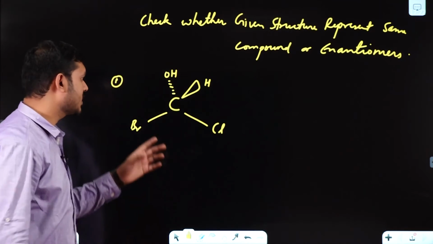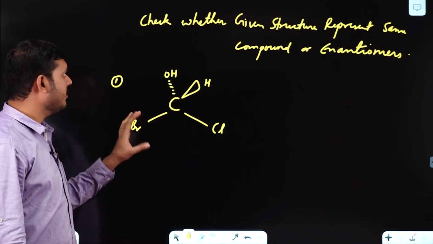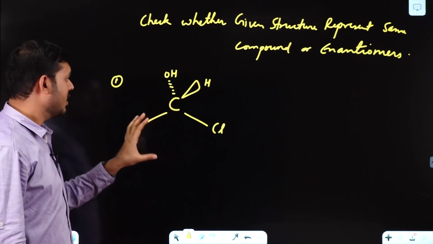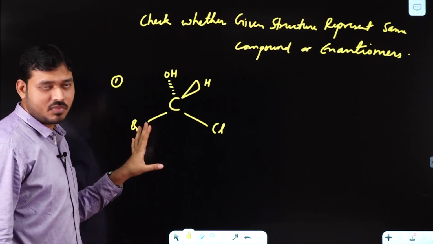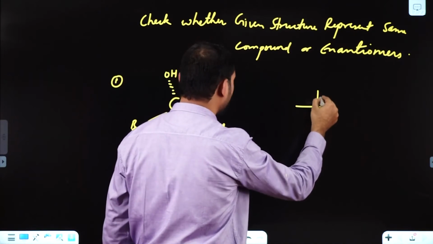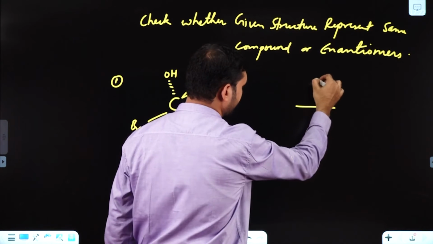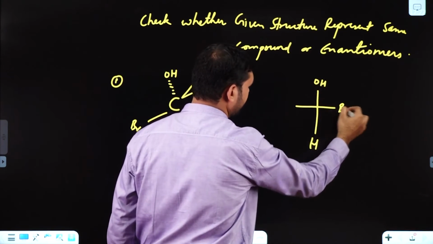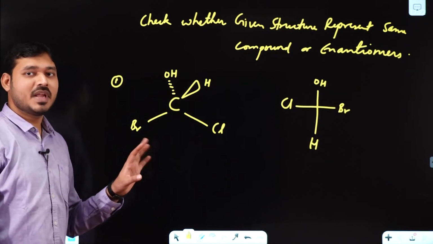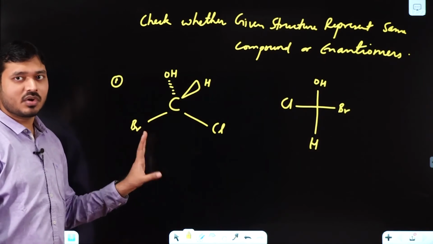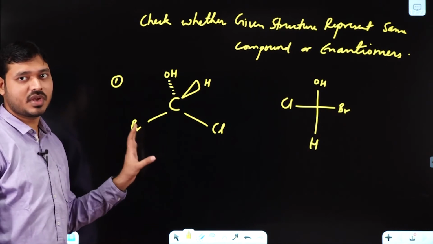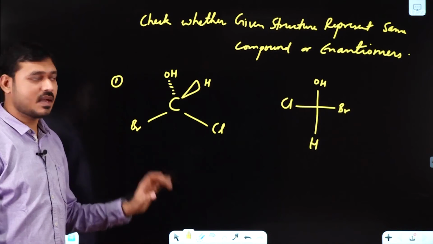See, we have this compound and we have to check whether the given structure represents the same compound or an enantiomer. Now you are given one wedge-dash form and also one Fischer form. You have many ways to check this one. I am telling all the ways here, so you can use any of the ways in the examination.